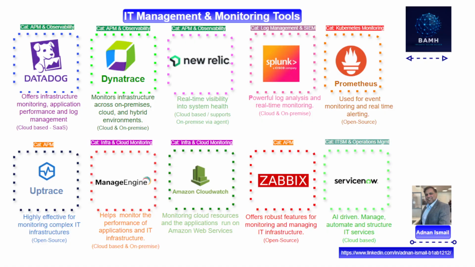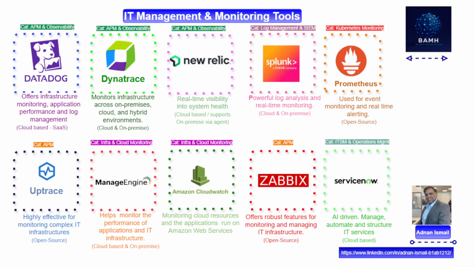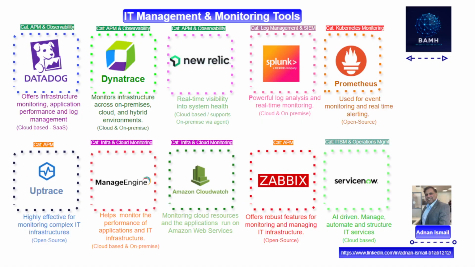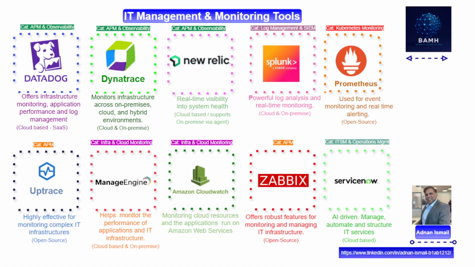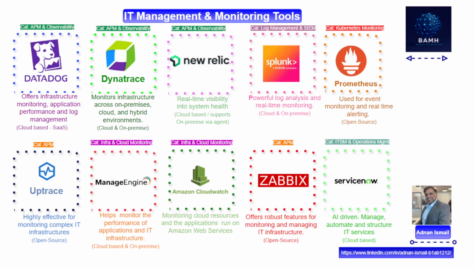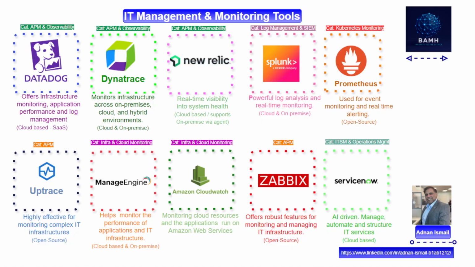Prometheus is an open source event monitoring and alerting toolkit designed for reliability and scalability. It collects metrics from targets at set intervals and stores them as time series data. Uptrace is an open source APM tool that supports distributed tracing, metrics and logs. You can use it to monitor applications and set up automatic alerts to receive notifications.